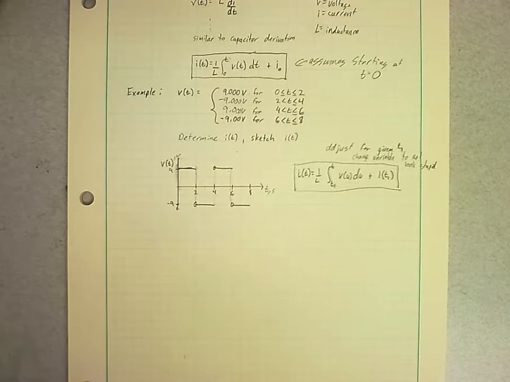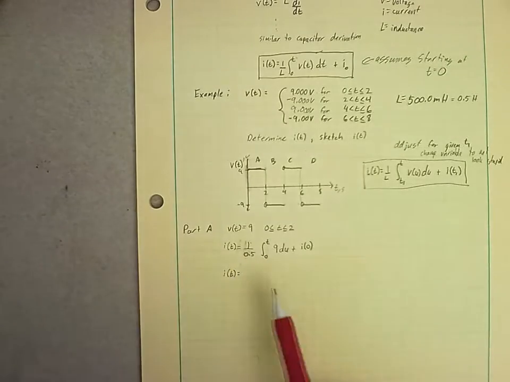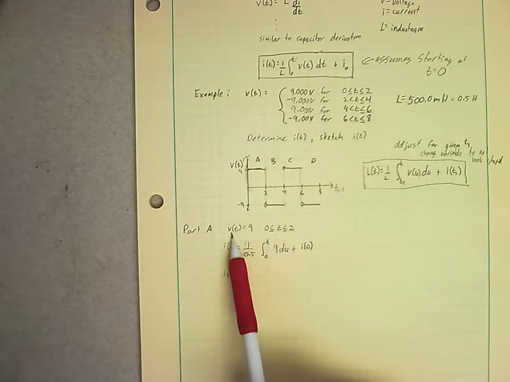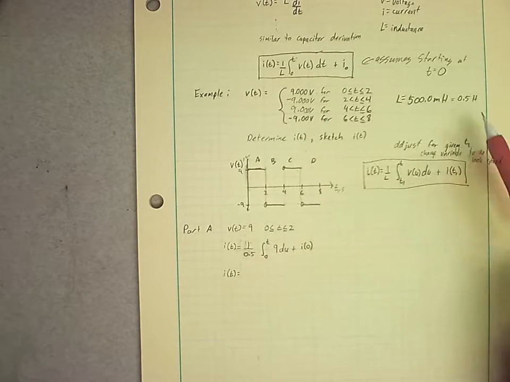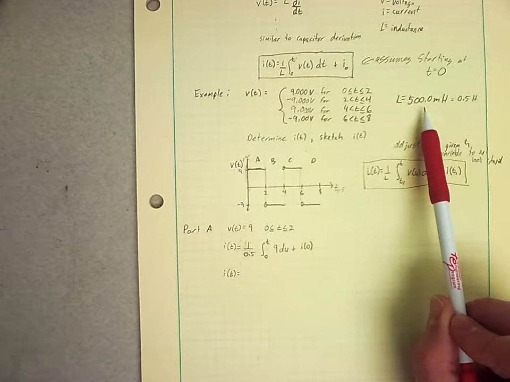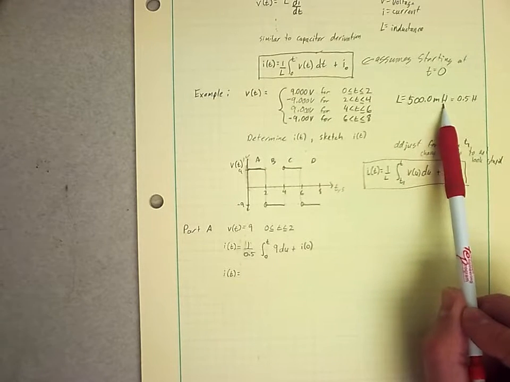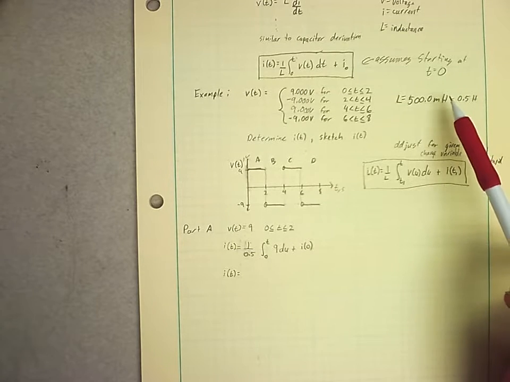Okay, so now we want to work this out for each part. So let's see how that goes. For part A, we end up with V of t is going to be 9 for that first part, between 0 and 2 seconds. The other thing I did not mention earlier is that we do have an inductance given by the problem, which is 500 millihenries, or 0.5 henries. So we're going to use that throughout this expression.